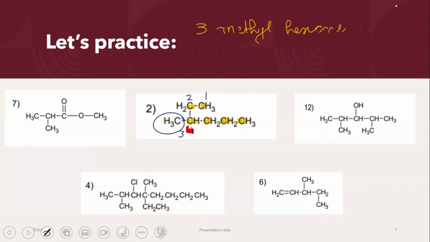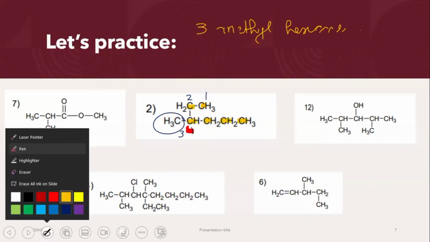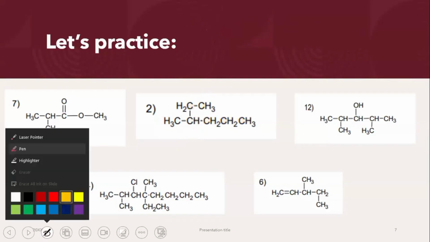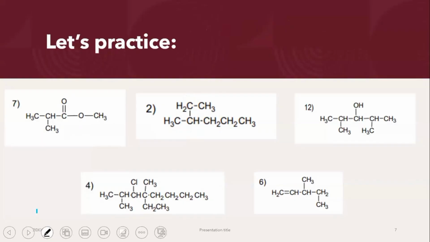Now, take a look at compound number 3. Sorry, compound number 12, right? Compound number 12, let's see how we can name compound number 12. If you guys think you know the answer to this, please go ahead and type it out in the chat. I would love to see your answers.